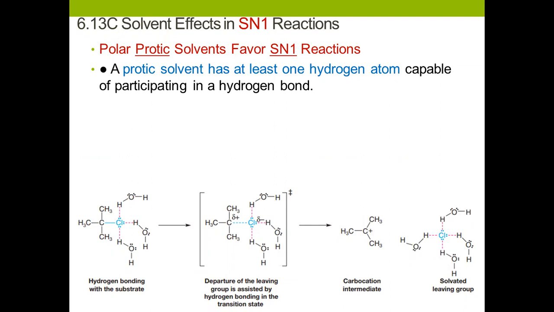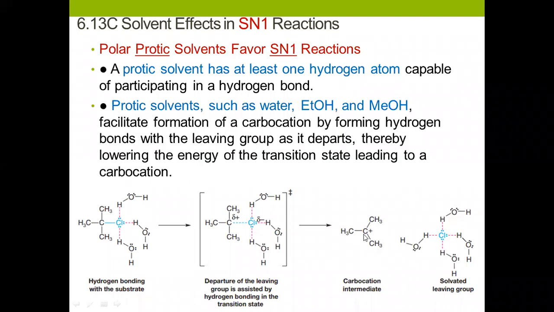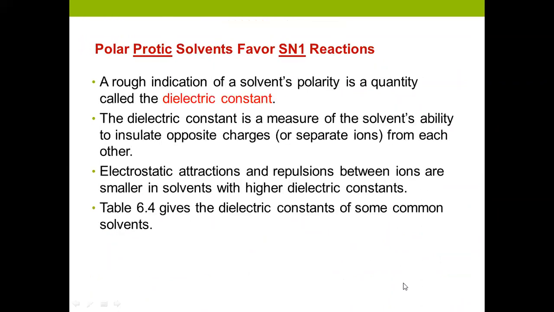So to be stabilized, there should be a protic solvent, and the protic solvent will undergo hydrogen bond formation with the leaving group. Because of that, it will prevent the leaving group from interacting again with the carbocation. Again, what are the protic solvents? Water, ethanol, methanol, and so on. And it facilitates the formation of the carbocation in the transition state, in the bracket here.